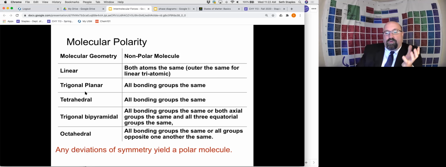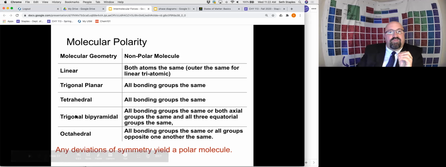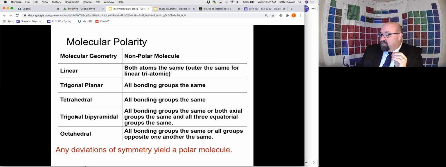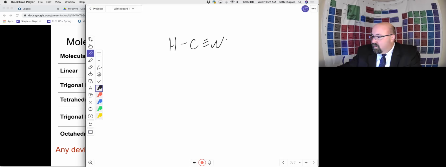one of the things you can look for to determine polarity is if you have any of these shapes, linear, trigonal planar, tetrahedral, and they're completely symmetrical around that central atom, it's going to be a nonpolar molecule. Any deviation in that symmetry, however, is going to lead to a possible polar molecule depending on electronegativity differences. And so something like HCN, now we have a deviation in symmetry. We don't have the same two atoms on the outside, and so we end up with a polar molecule.